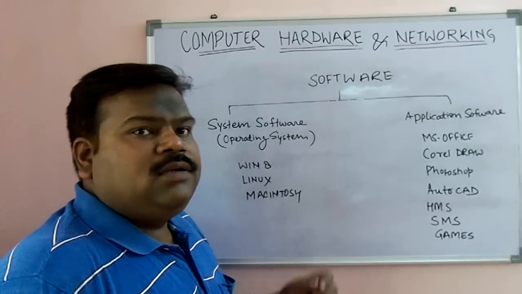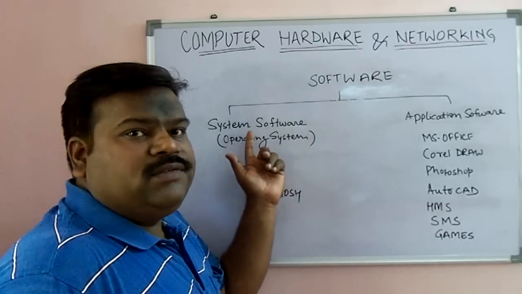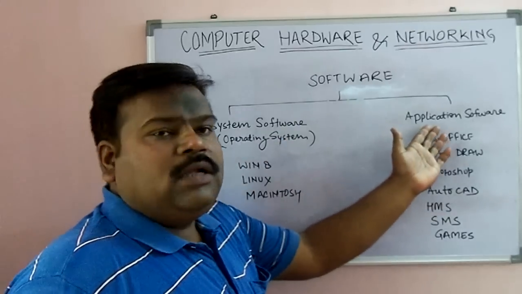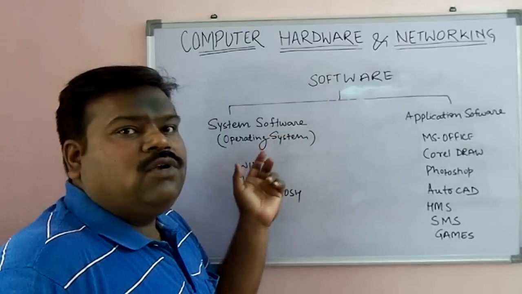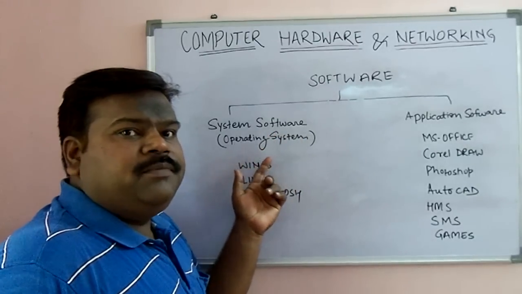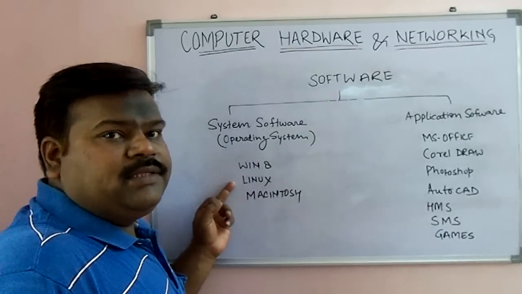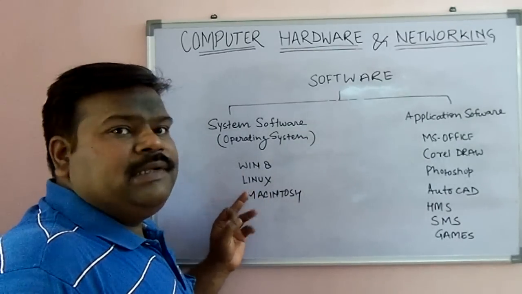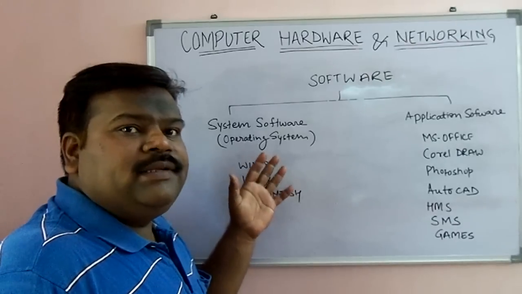Like hardware, software is also classified into two parts. First is system software, another is application software. System software is also known as operating system, like Windows 8, Linux, Macintosh. These are all operating systems and also known as system software.